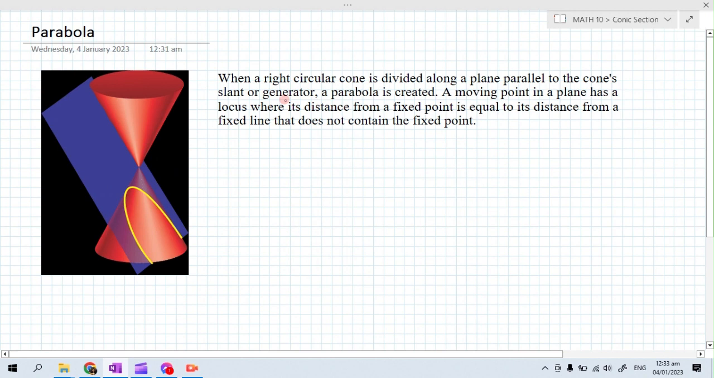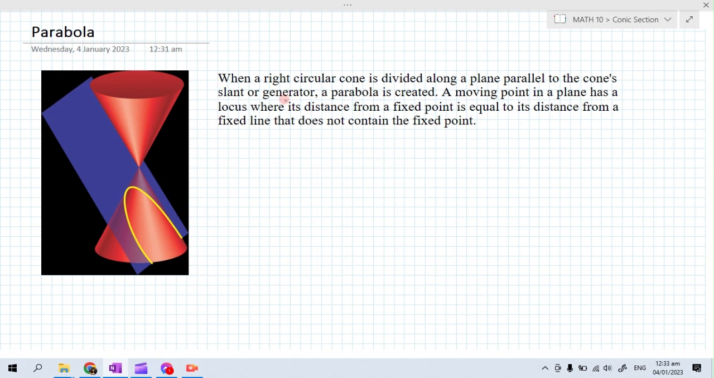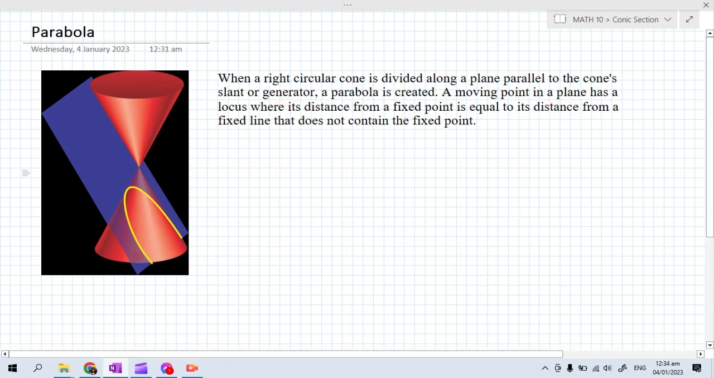And moving on, last but not the least, is the parabola. A parabola is formed when a circular cone is divided along a plane parallel to the cone's slant or generator. As you can see, the plane is slanted, so a parabola is created.